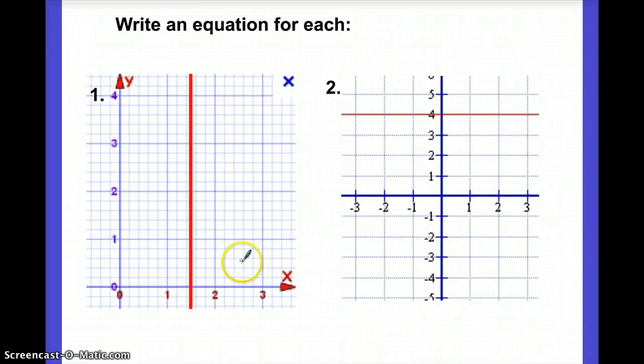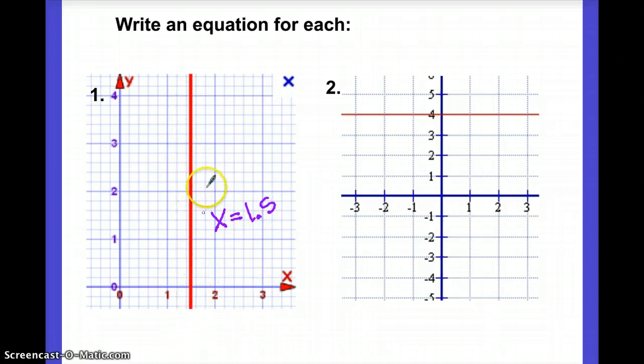Write an equation for each. Go ahead and hit pause here and try to write the equation for each one. We can see on this one it is a vertical line. So the y is changing all of the time, but the x is staying constant. And notice it is halfway between the number 1 and 2. So this is x equals, because x is the one that does not change, x equals 1.5.